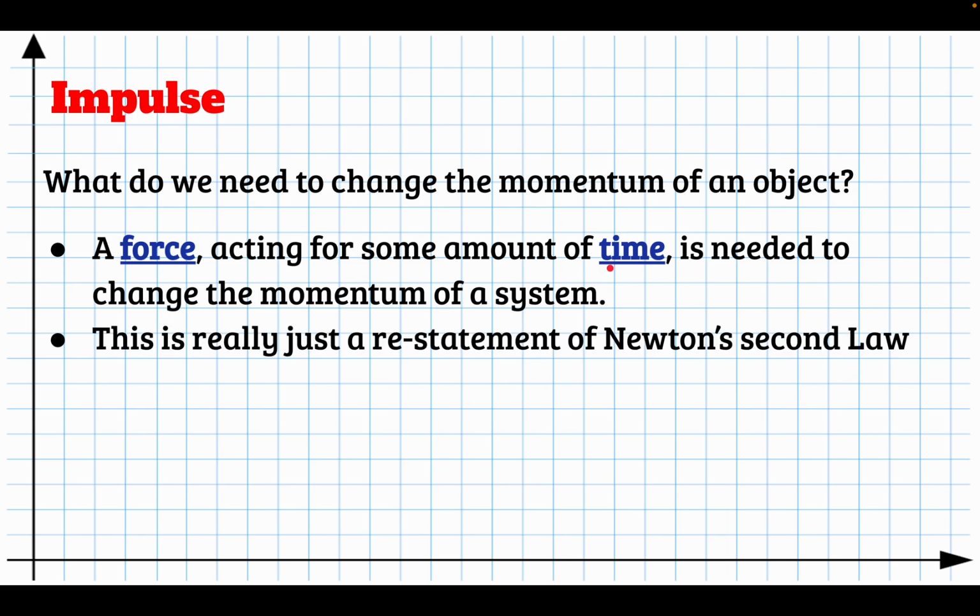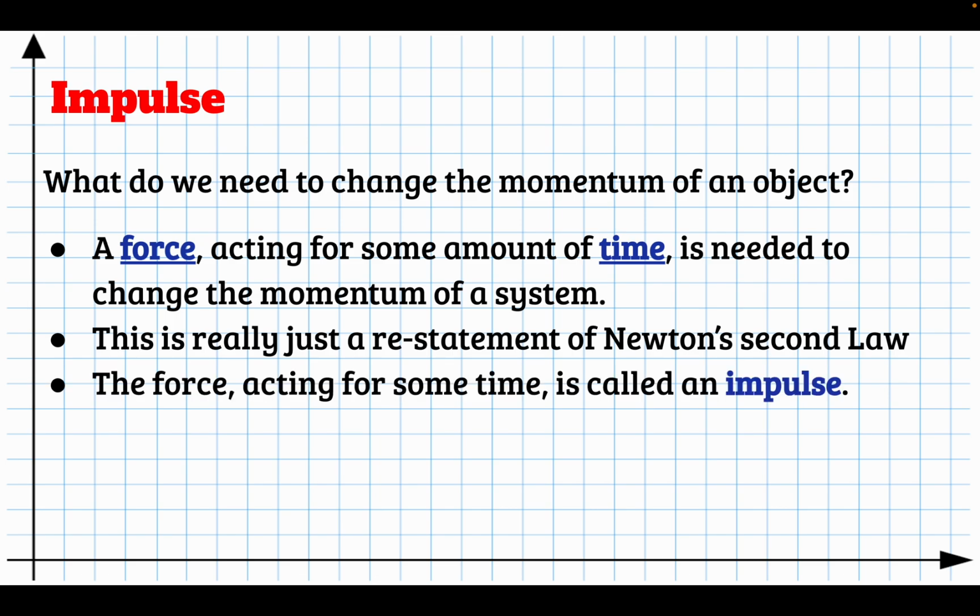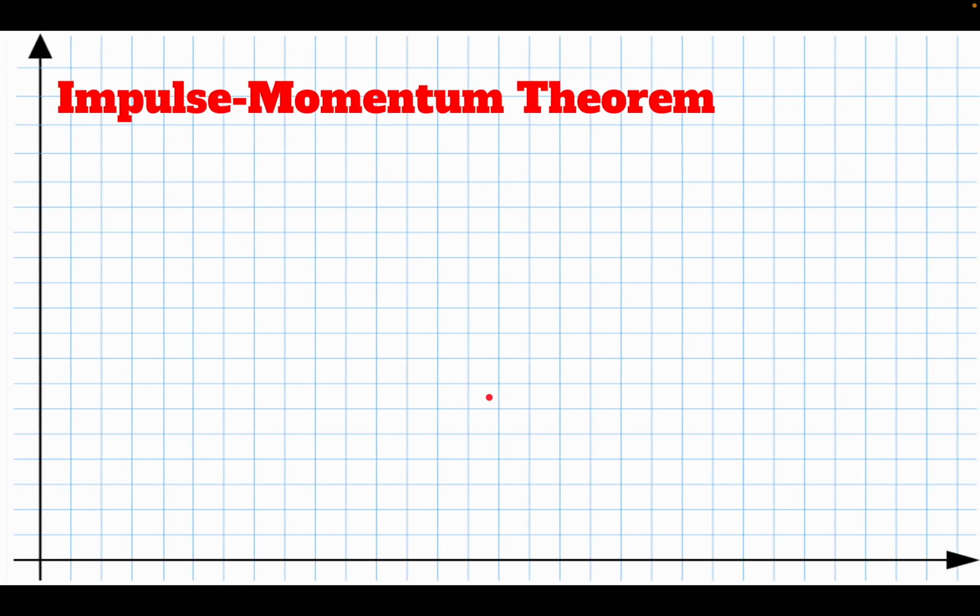It's really just a restatement of Newton's law. This isn't new physics. This is just another way to think about Newton's law, but it's useful for objects that interact. So a force acting for some time is called an impulse. And the impulse has units of newton seconds. Force is newtons, time is seconds, so newton seconds.